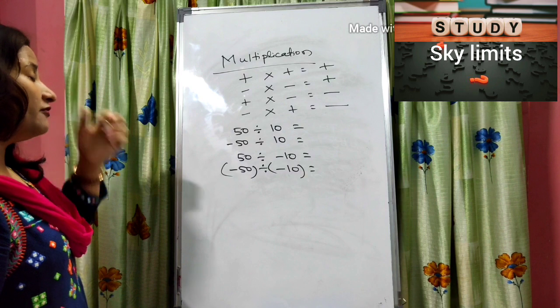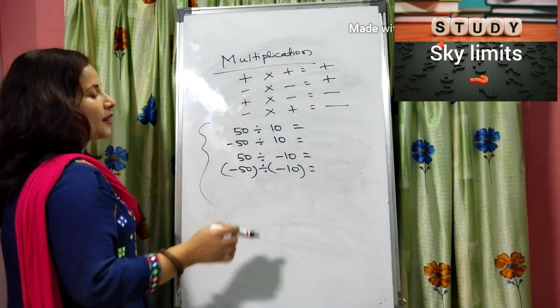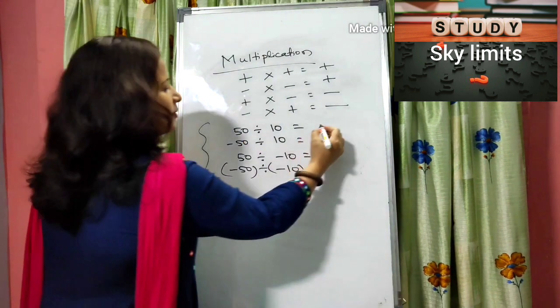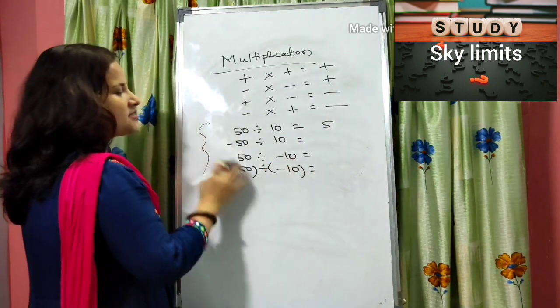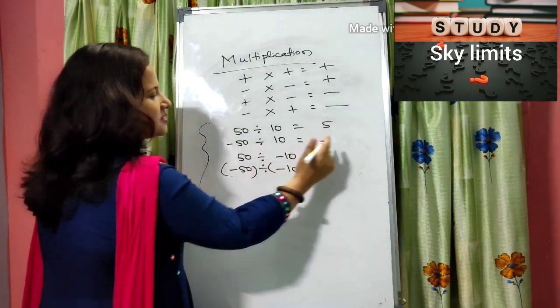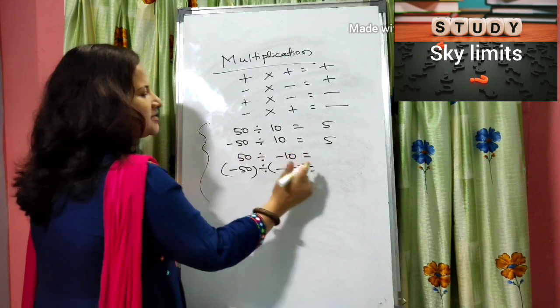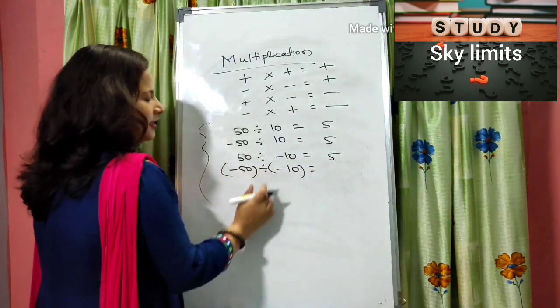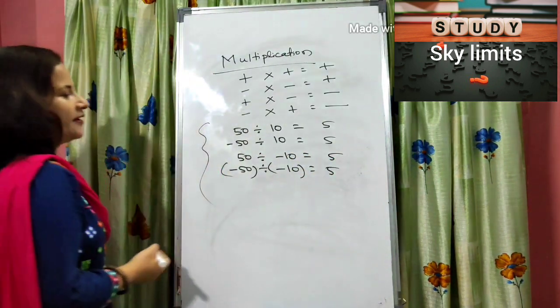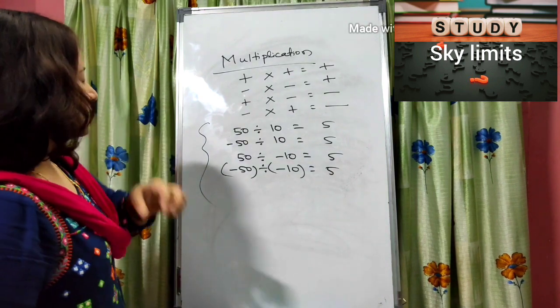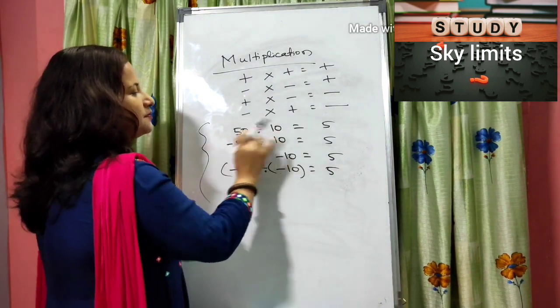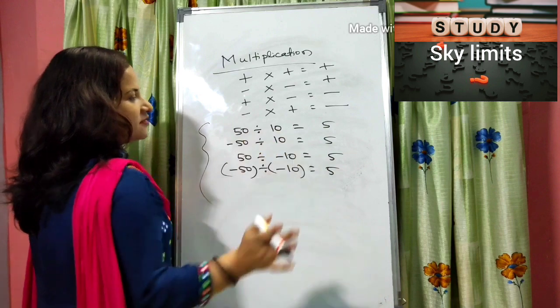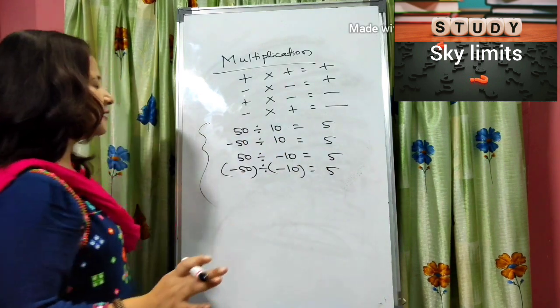I hope the first one is very simple for everyone. 50 divided by 10, everybody knows it is 5. So in every case, just divide the numbers. 50 divided by 10 is 5. 50 divided by 10 is again 5. Here also you have got the answer 5. Now, the first one is simple. The answer will be 5 because both are positive, as you have been doing till now.